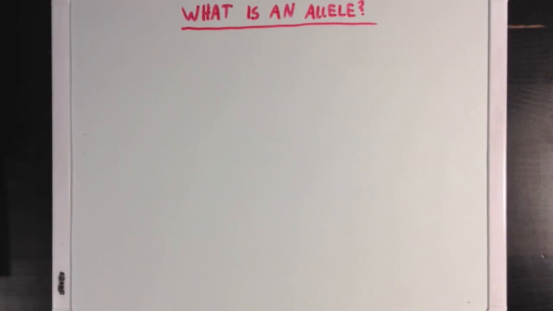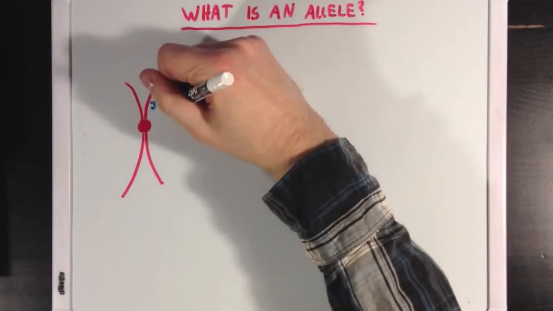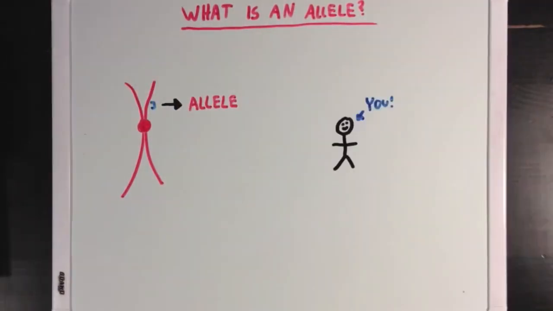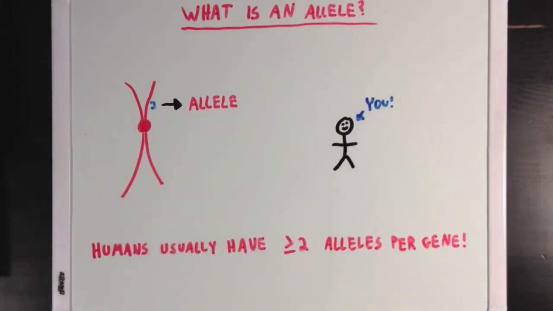Now the first thing I want to introduce is the term allele. If we have a chromosome here, then an allele is one small section on that chromosome that codes for a specific gene that makes you, you. Since humans have at least 2 copies of each chromosome, we can say that humans usually have at least 2 alleles for every specific gene, one allele from their mother and one from their father.